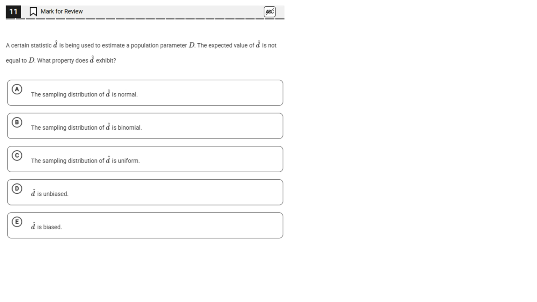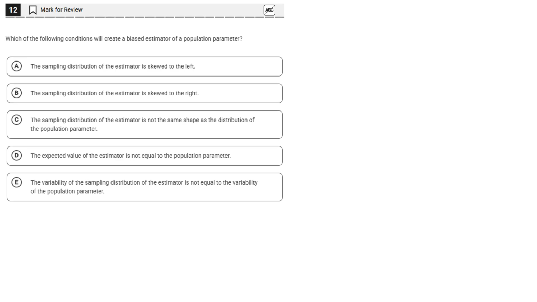A certain statistic, d hat, is being used to estimate a population parameter d. The expected value of d hat is not equal to d. What property does d hat exhibit? That's the definition of biased. If the expected value of d hat is not equal to the population parameter, then it's biased. Again, bias for us, we're not talking about personal bias or anything like that. It's non-response, undercoverage, response bias, something like that.